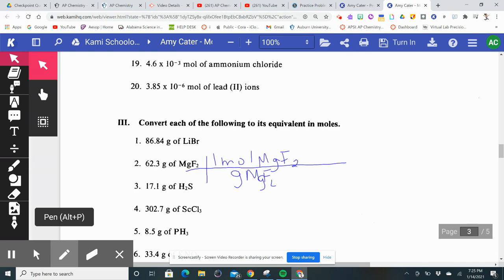That should be 100. No, should not be 100. Sorry, 19 times 2 plus 24 should be 62. So I have 62.3 grams, and I'm going to divide that by 62 grams, and that's going to give me 1 mole of magnesium fluoride. Okay.